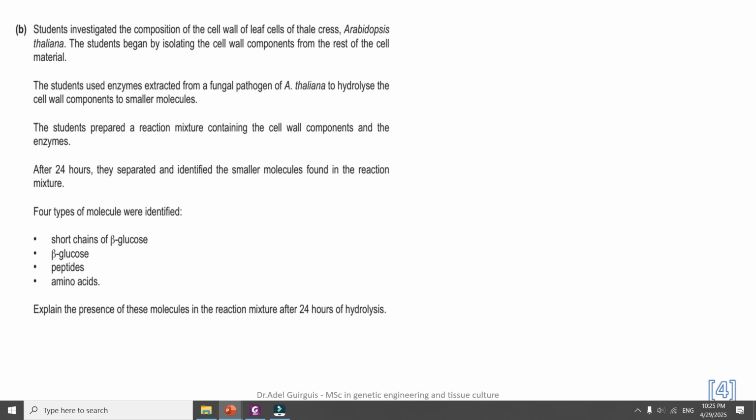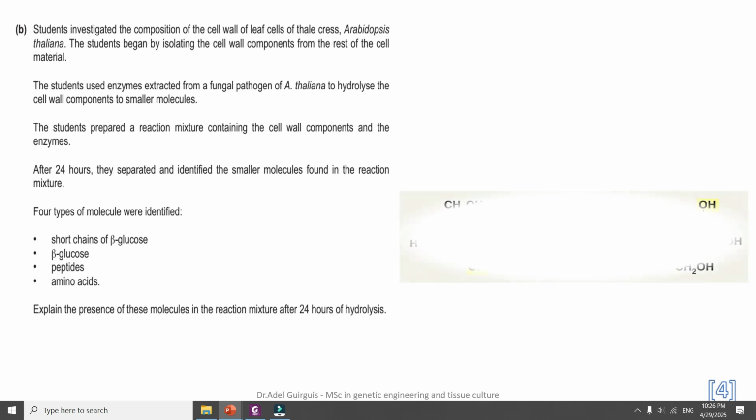The enzyme is able to cut the cellulose molecule into small pieces, short chains of beta-glucose, and also individual units of beta-glucose. Also, the cell wall contains protein, so why are peptides formed here in the results after 24 hours of hydrolysis? Peptides means short chains of amino acids, plus amino acids themselves.